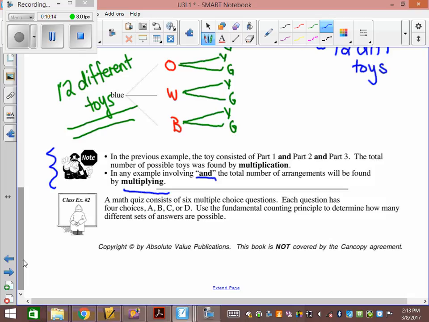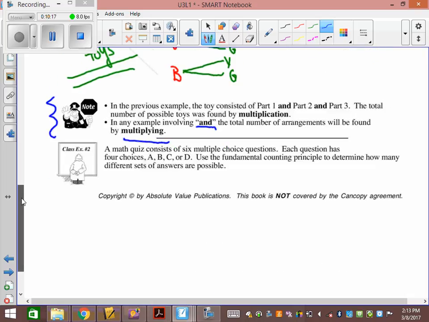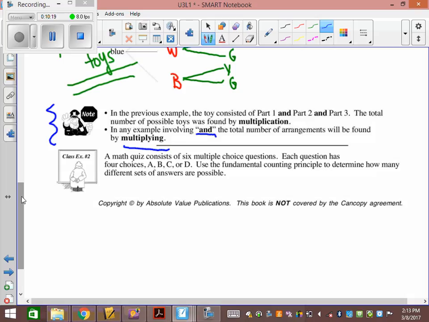So we have 6 different questions. Each question makes up a part of the test, right? So I'm going to do 6 blanks. 1, 2, 3, 4, 5, 6. This is number 1, number 2, number 3, number 4, number 5, number 6. So we have 6 questions that make up that test, right?